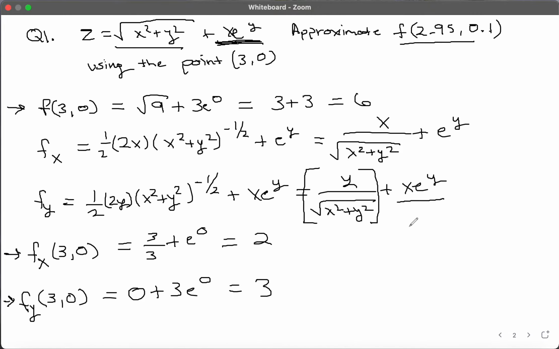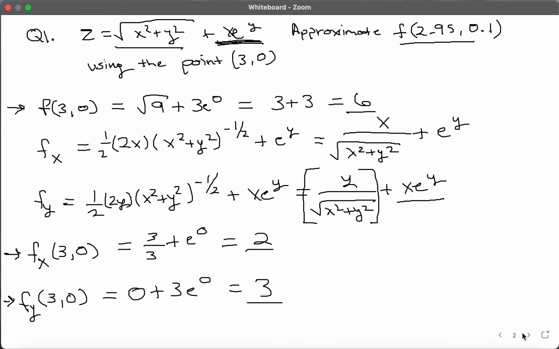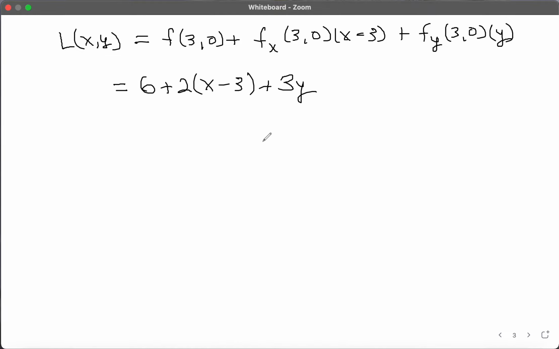So we said that f(3, 0) is 6, and f_x is 2, f_y is 3, right? So we're going to get 6 plus 2 times (x minus 3) plus 3y, right? Yep, that's a 3. Awesome. 3y. Cool. And then let's go ahead and actually approximate that point. So 2.95 and 0.1 is what we said, right?